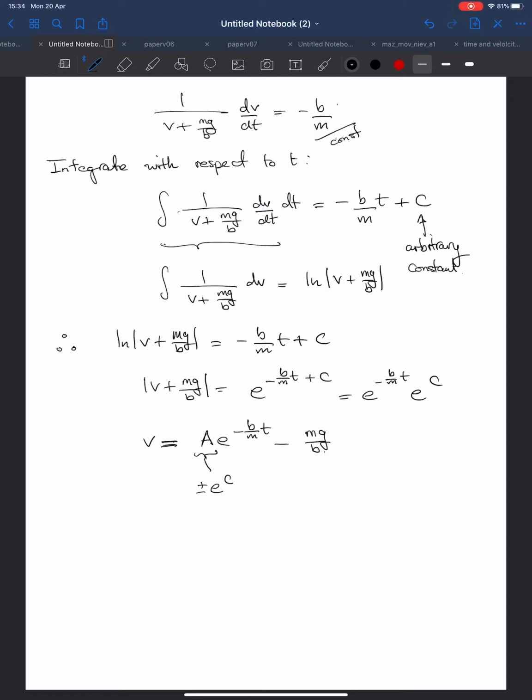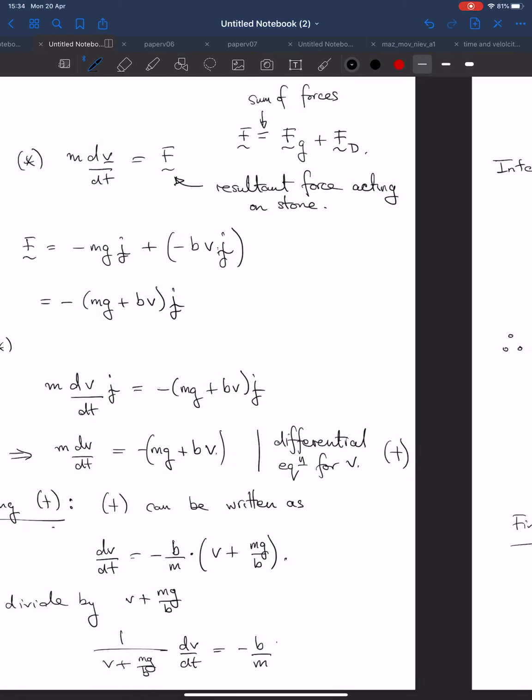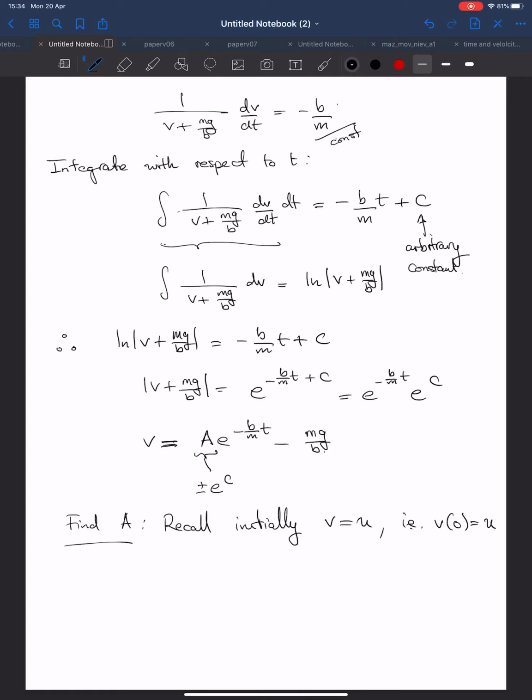So now, with this in hand, I need to find a. So recall, initially, that I have v is equal to u, i.e. v of 0 equals u. That was the premise of the question, if you remember. It's projected upwards with a speed u. Okay, so that's our initial condition. And let's use this. So I have v of 0, of course, equals u.